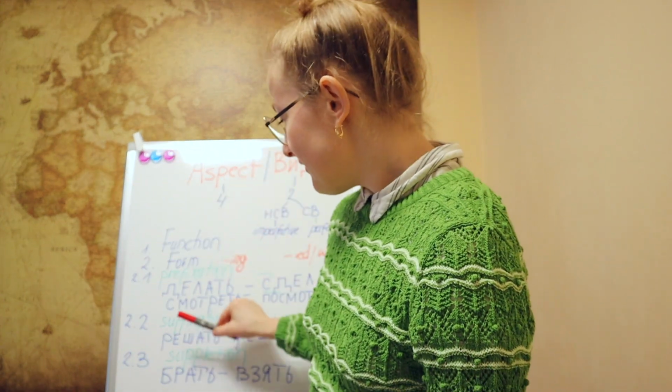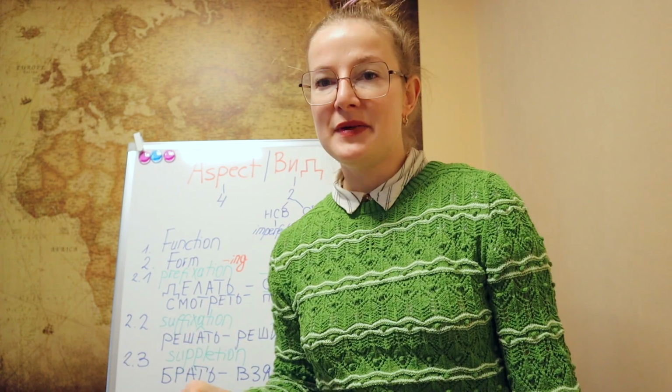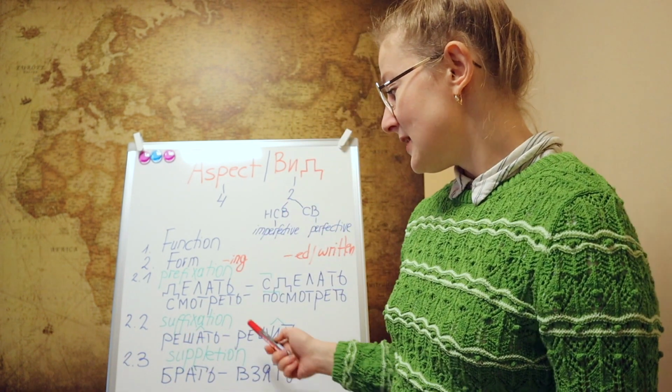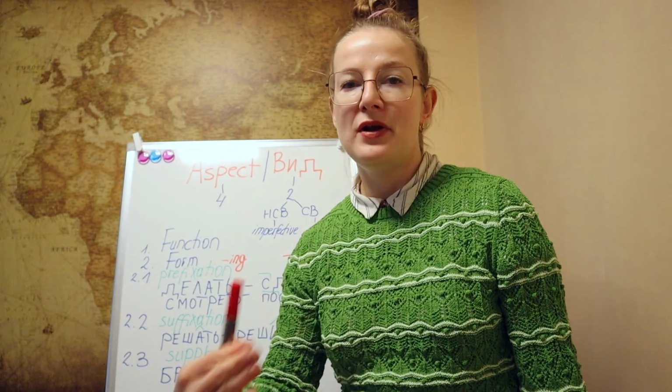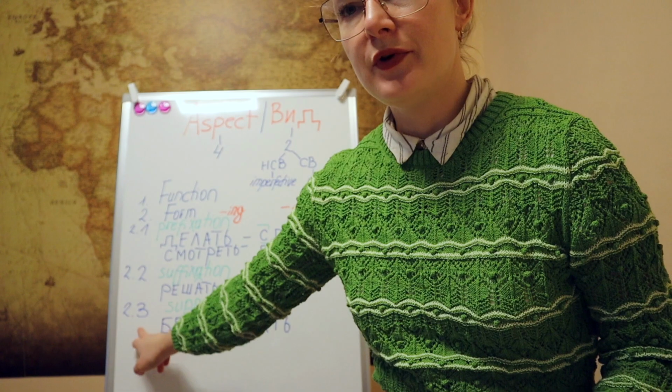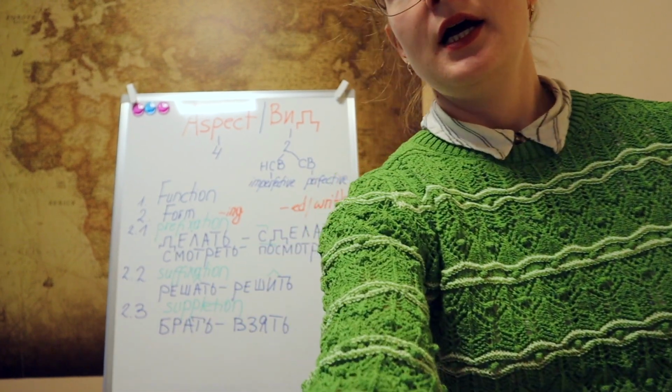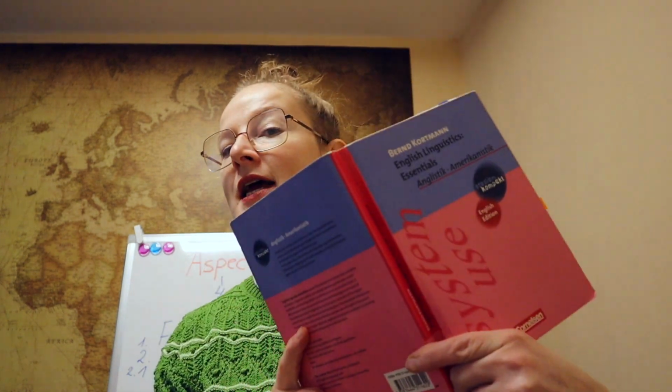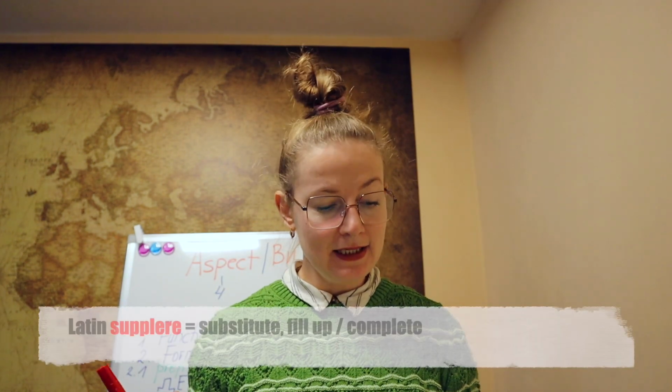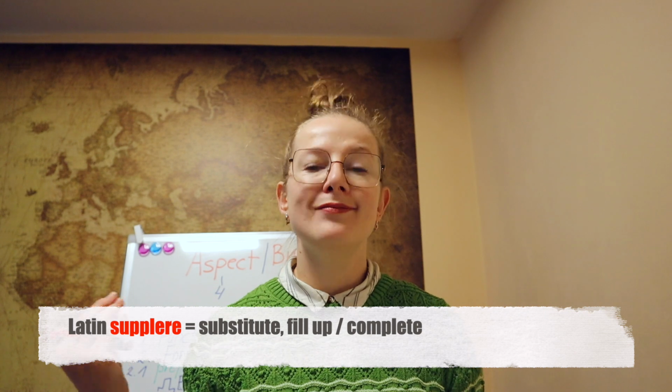Alright, and then the third method, how aspect is formed in Russian, is what is called by means of suppletion. Point 3, suppletion. Suppletion, I know it might not ring similar, but this phenomenon is present in English. Let me give you an example, or a couple of examples, taken out of this book again. So, from Latin supplere, substitute, fill up or complete.